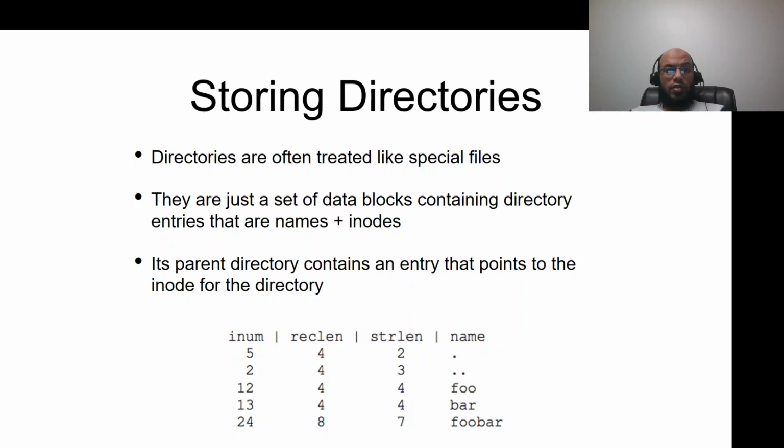How do you store directories? Directories are often treated like special files. So they are just a set of data blocks containing directory entries that are names plus inodes. So its parent directory contains an entry that points to the inode for the directory. Basically, a directory is just a special file containing data that is more about the other files in that directory, and it has its own inode.